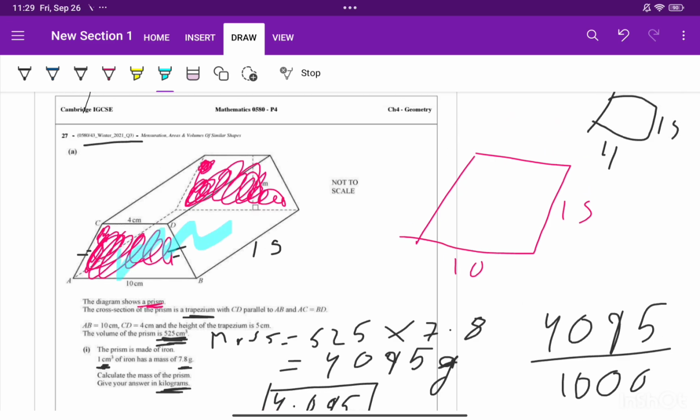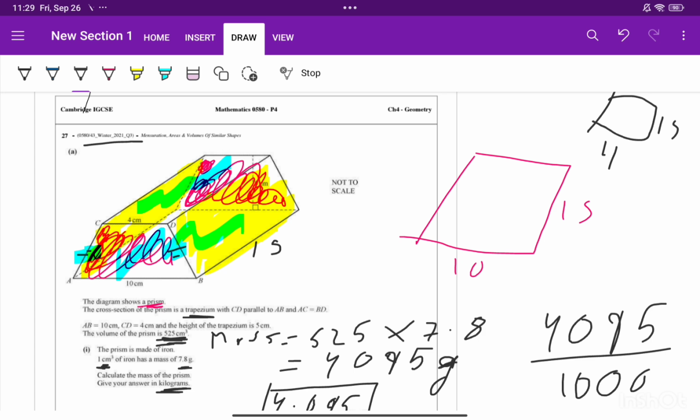So this area has been done, this area has been done. Now we need to find a slanting side, this side, and also this side, this whole side. We need to find them, and these both sides are equal, as we know that CA is equal to DB. So we know these both sides are equal.